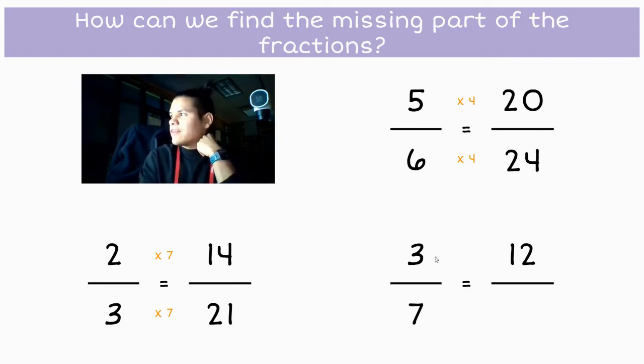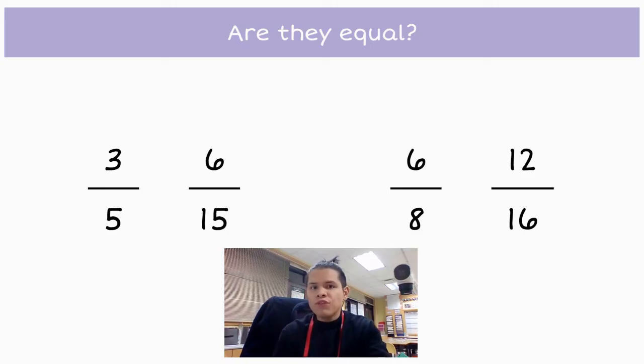Welcome back. 3 times 4 equals 12. So you must multiply your denominator 7 times 4 and get 28. 3 sevenths and 12 28ths are equivalent fractions. Hopefully, you're understanding how to make equivalent fractions. Remember, you multiply the numerator and the denominator by the same number.